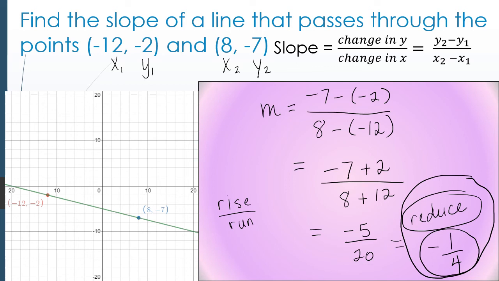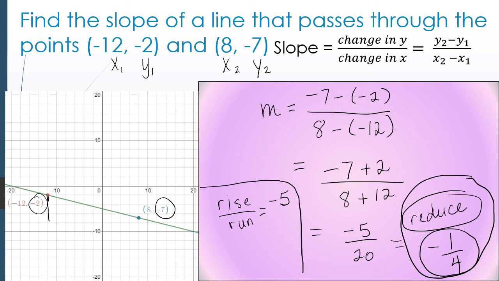How far down do we have to go to get from -2 to -7? We had to go down 5 units, right? So the rise is -5. Down means negative.